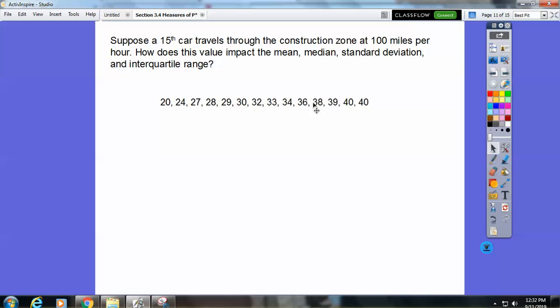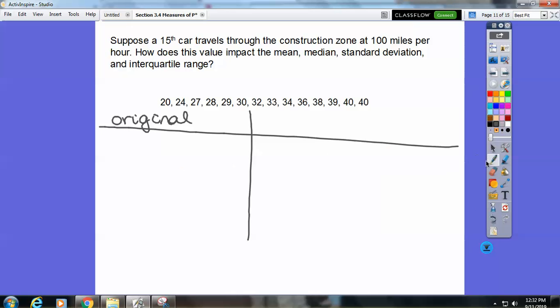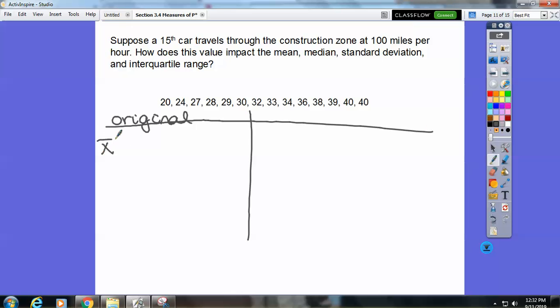Here's my data. Suppose a 15th car travels through the construction zone at 100 miles per hour. How does this value impact the mean, median, standard deviation, and interquartile range? We have already found some of this, but we can do it again really quickly with the original data. What's the fastest way to calculate those things? Let's put it in our calculator.